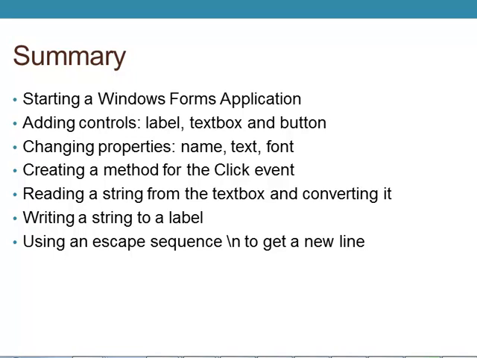Then I showed you how to create a method for the click event on the button. Gave you an example of reading data from the text box, which is a string, and converting it to an integer. And then we composed and wrote a string to the label for our output. And as part of doing that, I showed you how to use that \n escape sequence to get a new line in your output. Hopefully this helped.